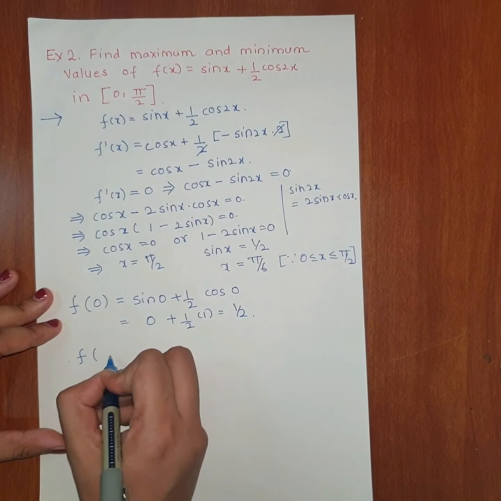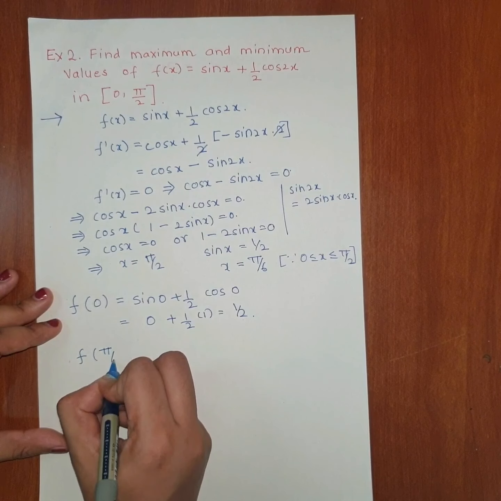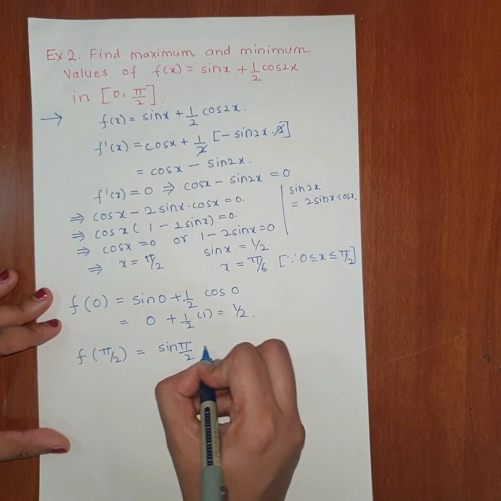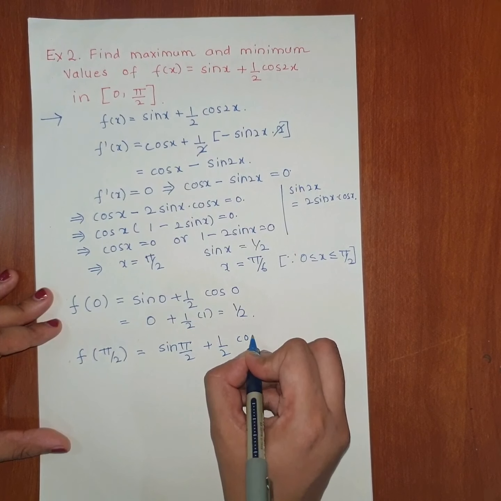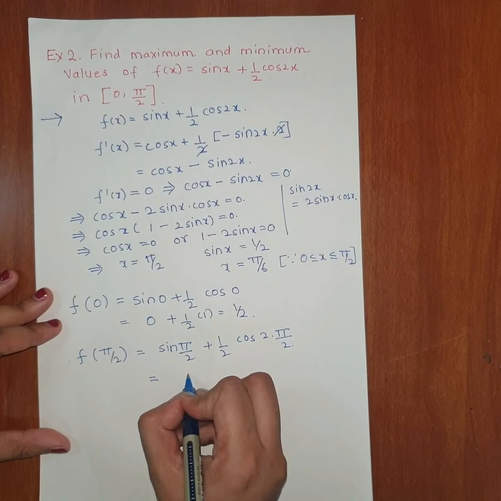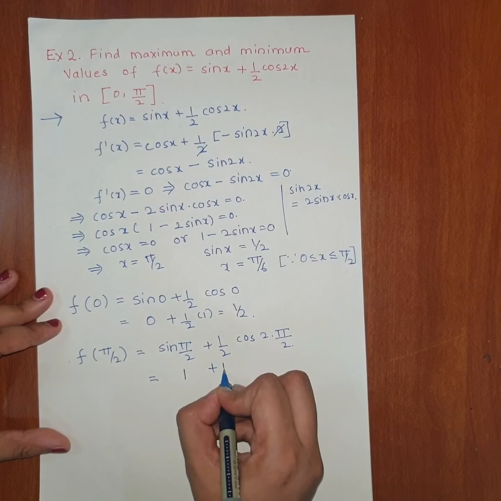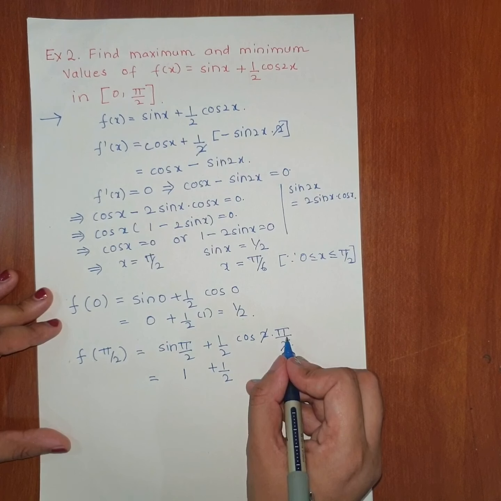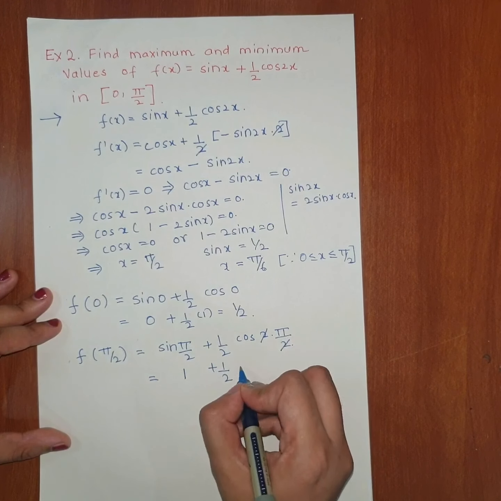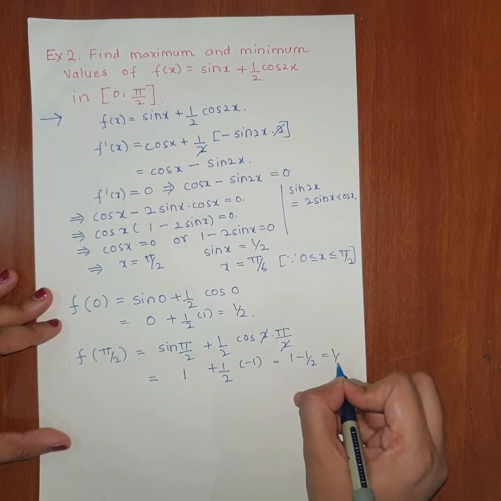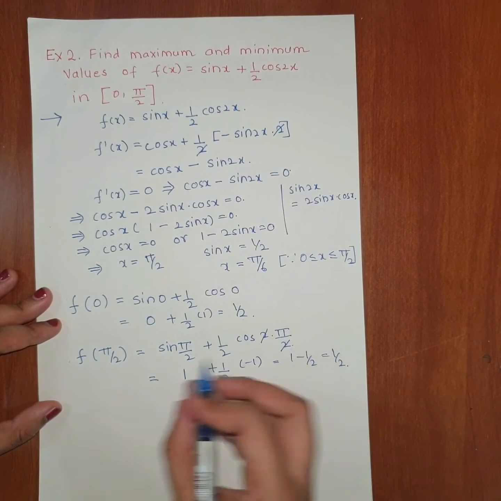Now we check the value of the function at x equal to pi by 2, which is equal to sin pi by 2 plus 1 by 2 into cos 2 into pi by 2. So sin pi by 2 is 1 plus 1 by 2. This 2 and 2 get cancelled, and the cosine function of odd pi is minus 1. So we get 1 minus 1 by 2, which is again 1 by 2.